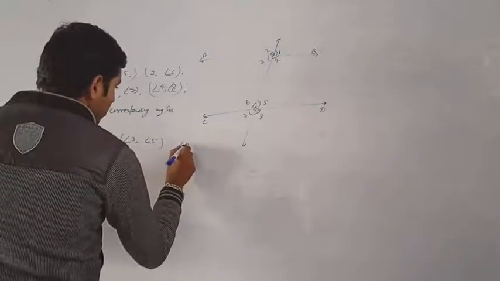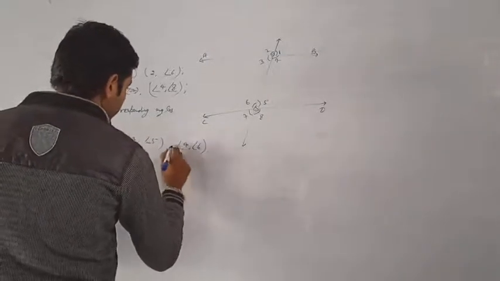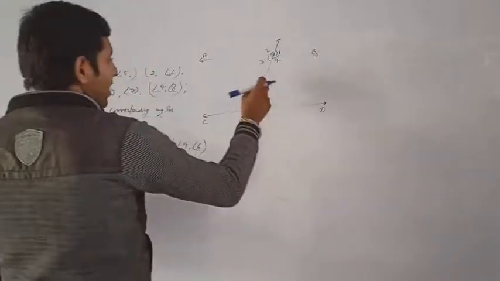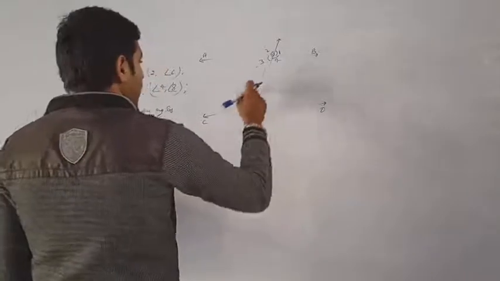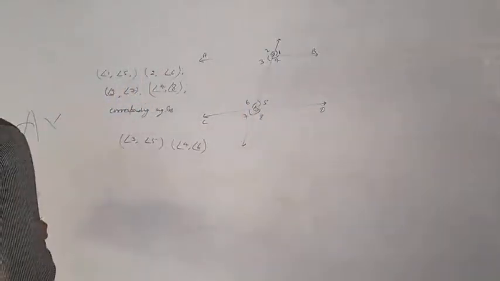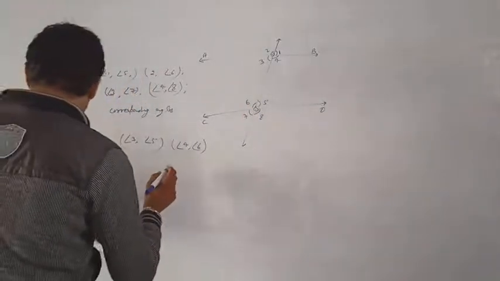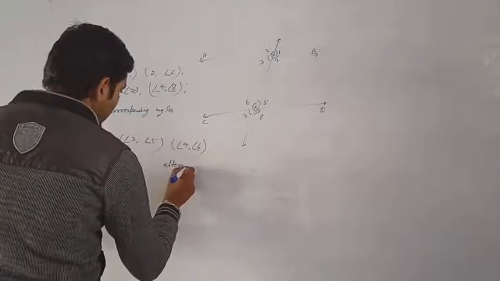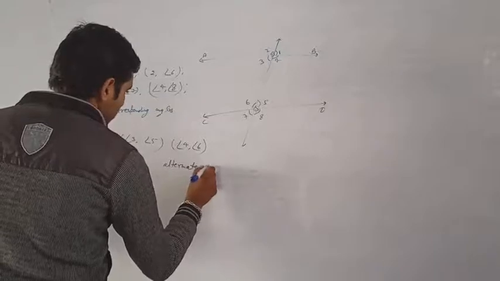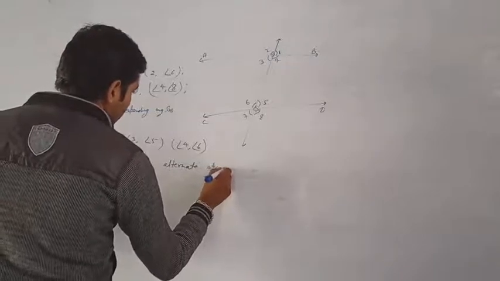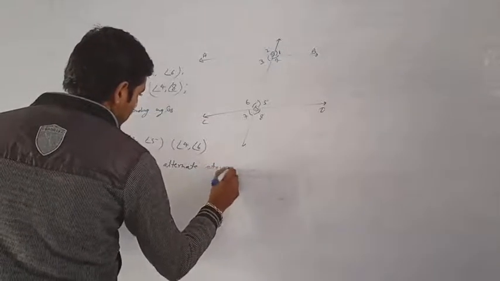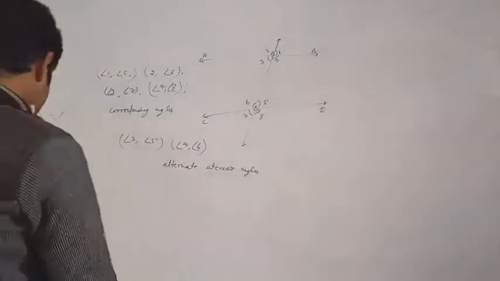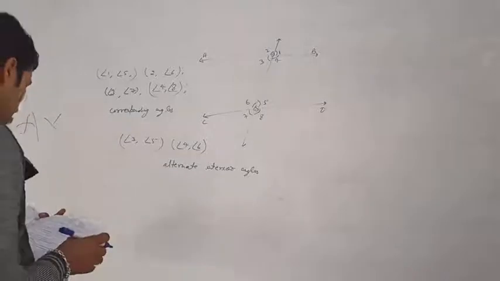And now angle 3 and angle 5, and angle 4 and angle 6, are alternate interior angles.